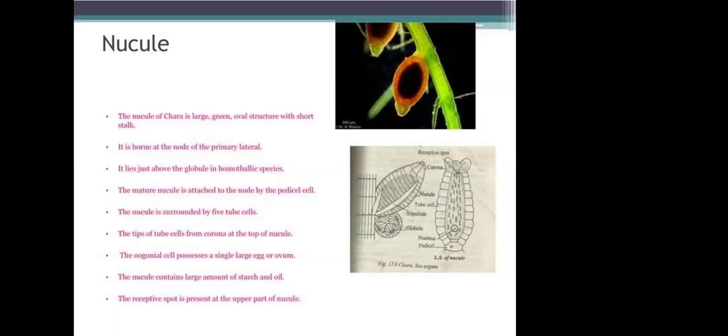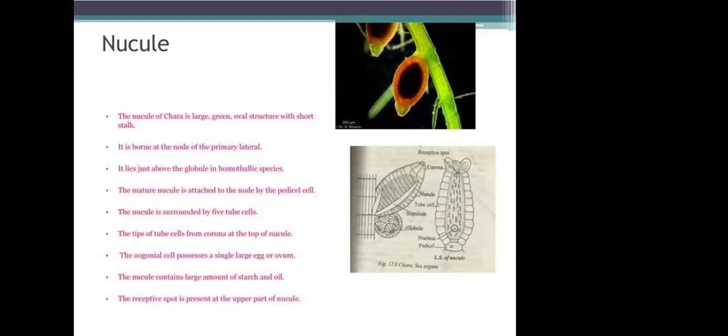The oogonium is covered by 5 elongated, spirally twisted cells. That cell's name is tube cells. Upper part is the corona. Here also, at the top of the oogonium, crown-like small 5 cells are present. That cell name is corona. Here there are 4 important characters in the nucleus: the pedicel, oogonium, tube cells, and corona cells.